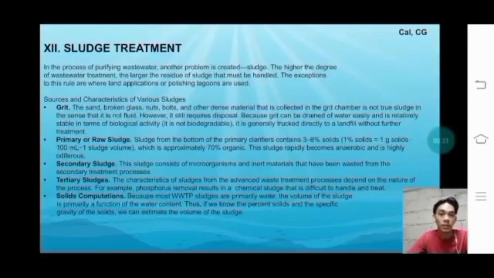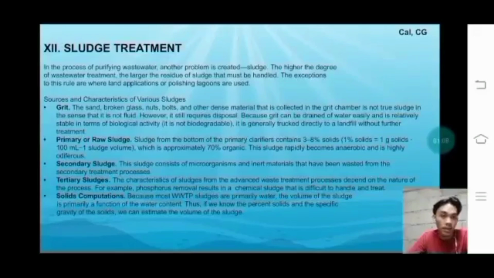Sources and characteristics of various sludges. Grit. The sand, broken glass, nuts, bolts, and other dense material that is collected in the grit chamber is not true sludge in the sense that it is not fluid. Second is the primary or raw sludge. Sludge from the bottom of the primary clarifiers contains 3 to 8% solids, which is approximately 70% organic. This sludge rapidly becomes anaerobic and is highly odoriferous.